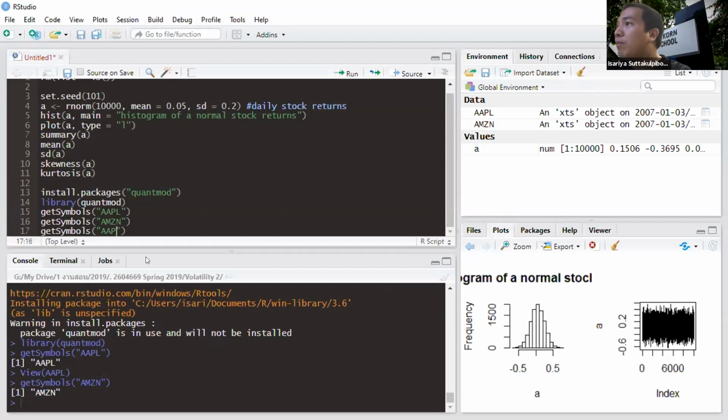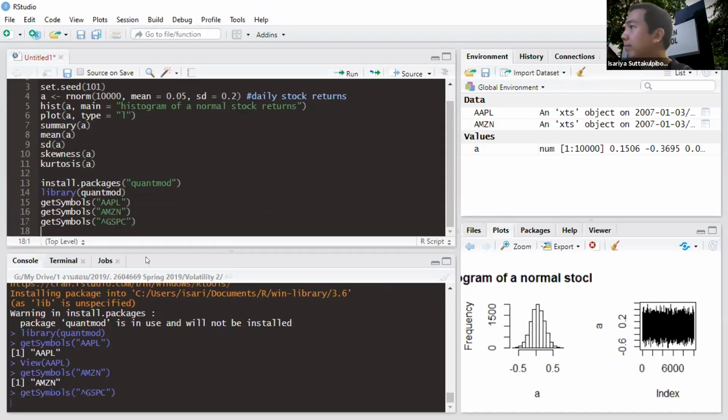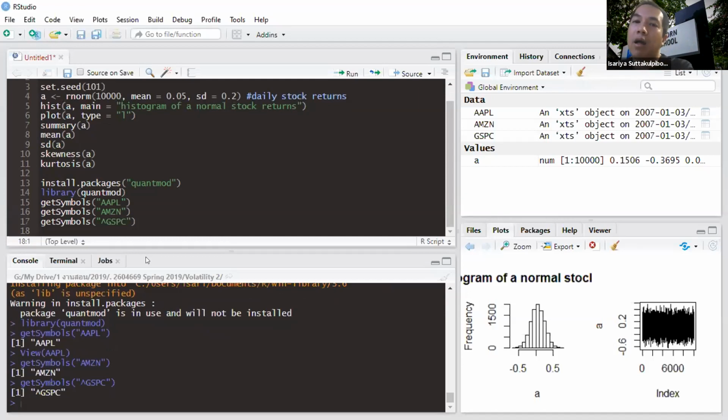If you want to import the S&P 500, what you have to do is put the hat sign on first. This is the hat sign, right? It's above the 6. And then GSPC. So that's the S&P 500. Automatically, it will import from Yahoo Finance, and automatically it will import daily prices.